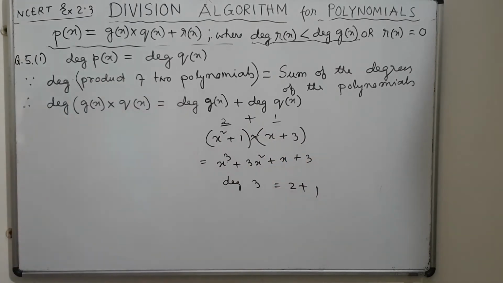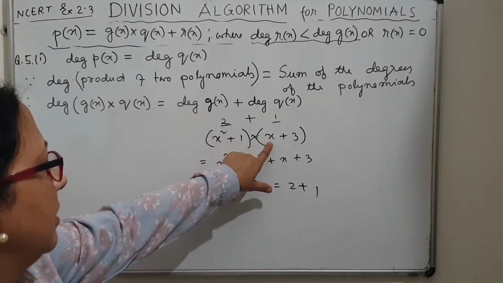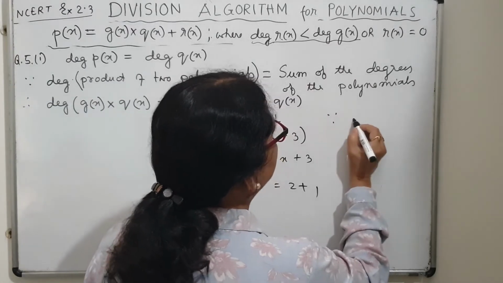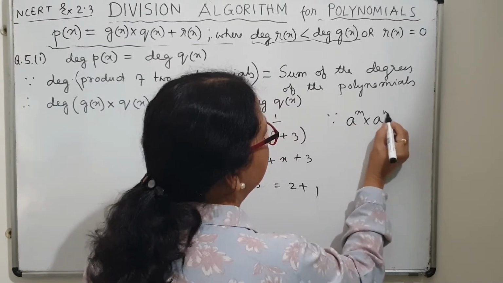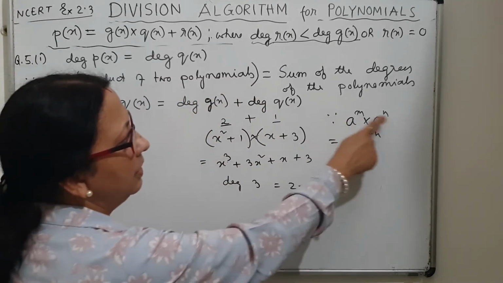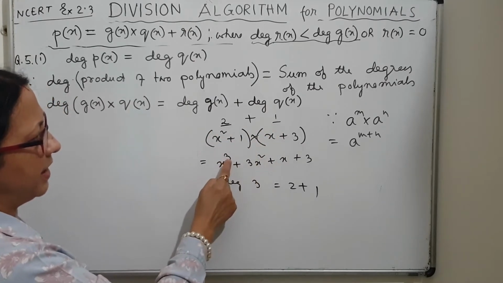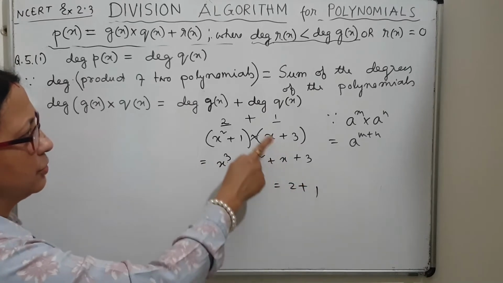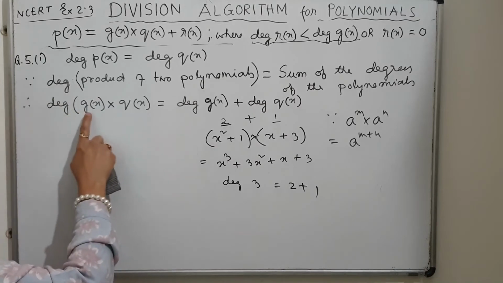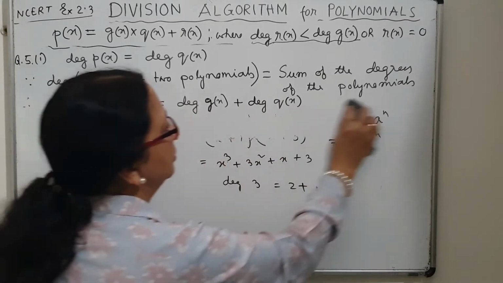It is obvious because the highest power of the product will always be the sum of the powers of the highest variables in the 2 polynomials, since a to the power m into a to the power n is equal to a to the power m plus n. These are the laws of indices. The highest two powers get added, which means the degrees of the two polynomials get added. I think it is clear why the degree of the product of two polynomials is the sum of their degrees.